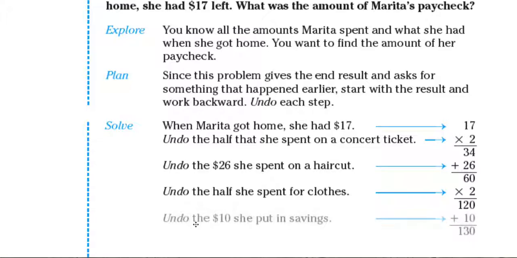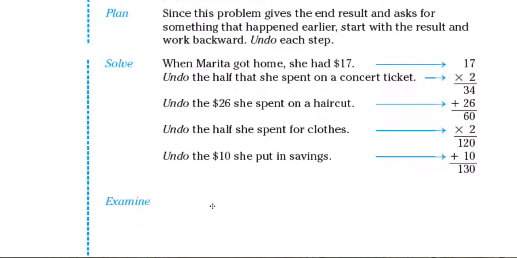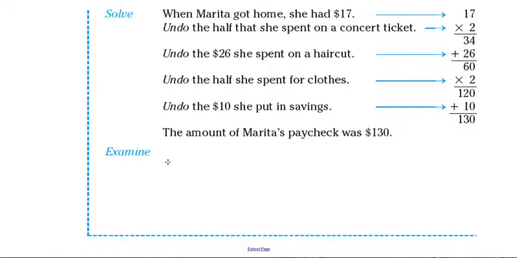And then lastly, undo the $10 she put in savings. Instead of subtracting $10 from what she had, we're adding $10 more to undo that. If you notice, the amount of Marita's paycheck was $130. How do we check if our answer is correct or not?